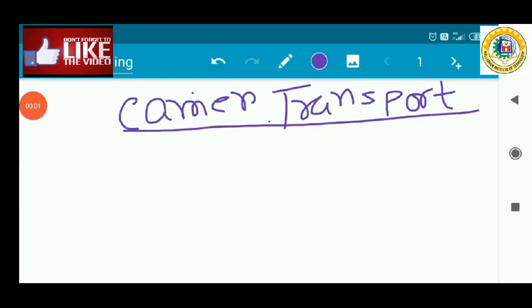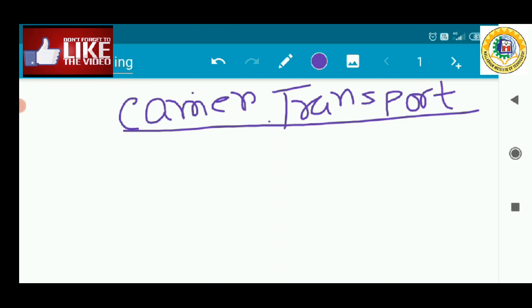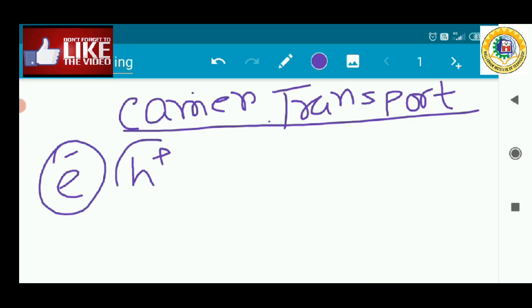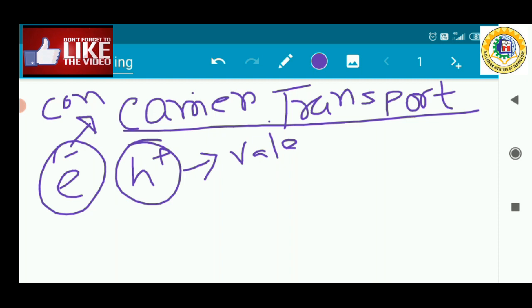So until now we have considered the semiconductor in equilibrium and determined the electron and the hole concentration. We have determined what the electron concentration is and what the hole concentration is inside the semiconductor in equilibrium condition. Whenever we are trying to find the electron concentration, it is always calculated in the conduction band, and whenever we are trying to calculate the hole concentration, it is always in the valence band. So that we have calculated so far.